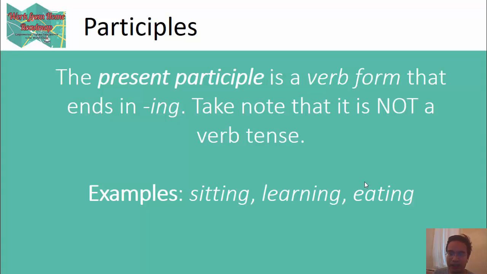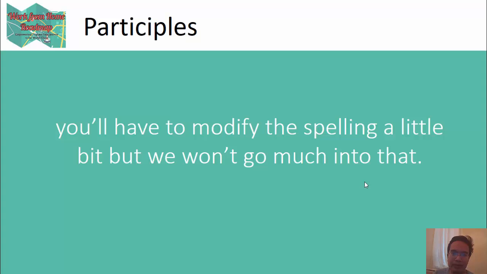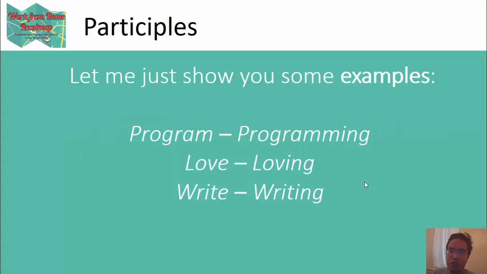The present participle is a verb form that ends in ing. Take note that it is not a verb tense. Sitting, learning, eating. Forming present participles is as simple as adding ing to the end of a verb, although sometimes you'll have to modify the spelling a little bit, but we won't get too much into that. Let me just show you some examples. Program, programming. Love, loving. Write, writing.